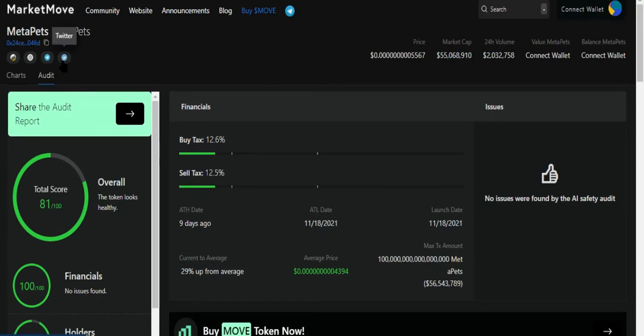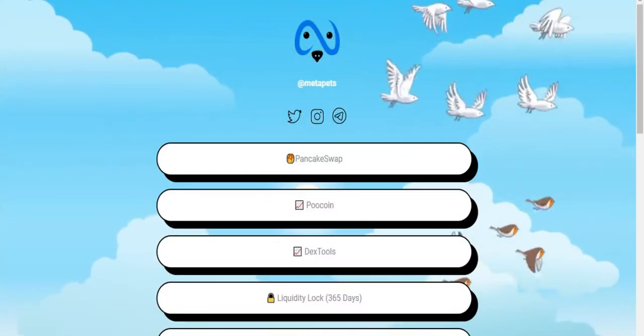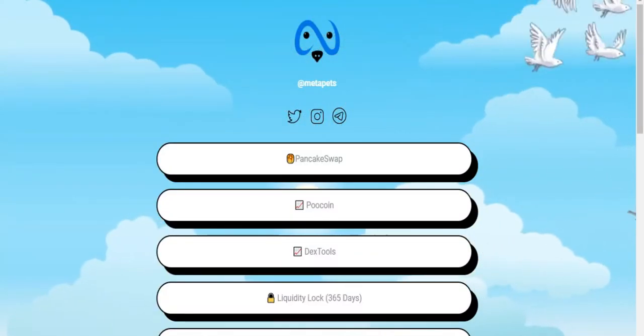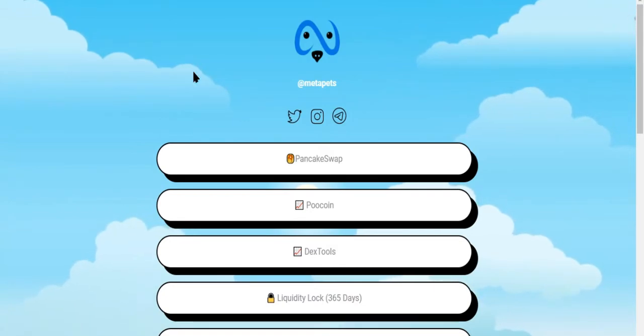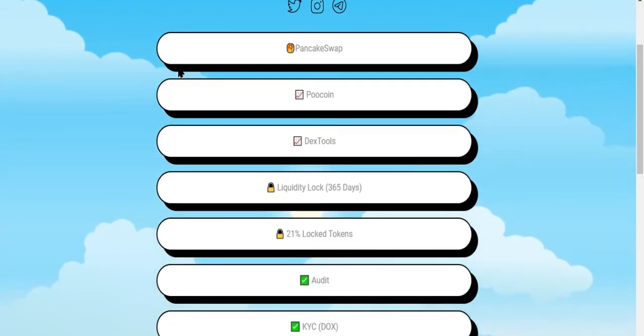Now, let's take a little more look at MetaPets. There's the Twitter page. They got that. They got the Telegram. They have their website. And then they have the BSC scan. So if we go to the website, what does the website look like? Because everything else is checking out, guys. Looking pretty good to me. So if you come over to MetaPets, okay, that's pretty cool. We got birds. All right. So this is MetaPets, guys, and this is why it probably looks so good.